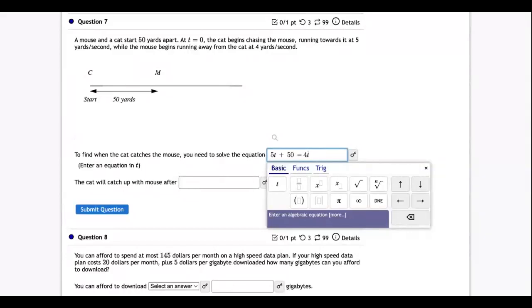Then running towards it at 5 yards per second. Right, so that's the speed of the cat. So speed of cat 5 yards per second multiplied by t. T measures the time in seconds. That's the distance the cat runs. Right. Then that should be equal to the mouse, because they already have between mouse and cat that's 50 yards. Okay. Distance 50 yards.